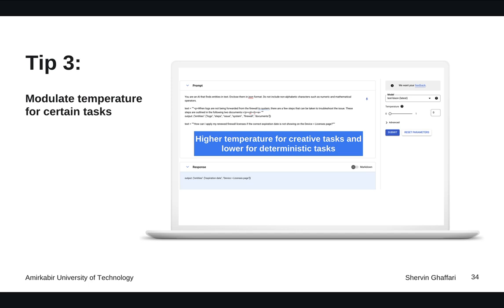Modulate temperature for certain tasks. As I said before, in a more dynamic environment, you should set the temperature higher, expecting the model to be more creative. Otherwise, set it closer to zero for deterministic scenarios, generating the same response for the same queries.